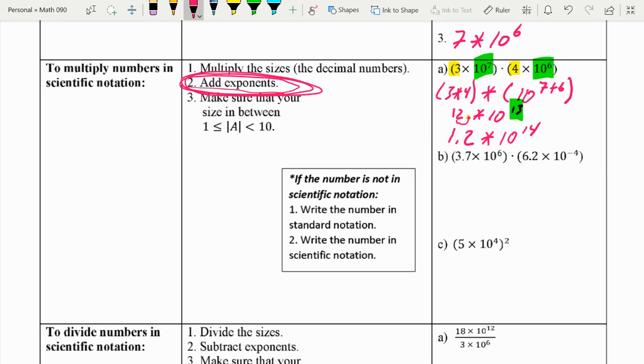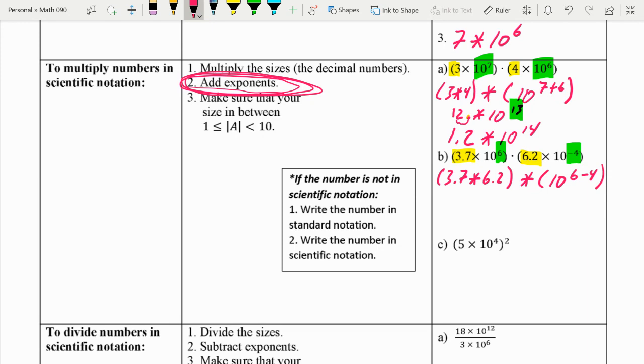Part B. This one's going to be a little bit tougher, so you'll probably have to grab your calculator. 3.7 times 6.2, all right? So again, what did I do? I'm just multiplying A together. And now times 10, since the bases are the same, 6 plus a negative 4. Add those exponents. So 6 plus a negative 4, or just 6 minus 4.